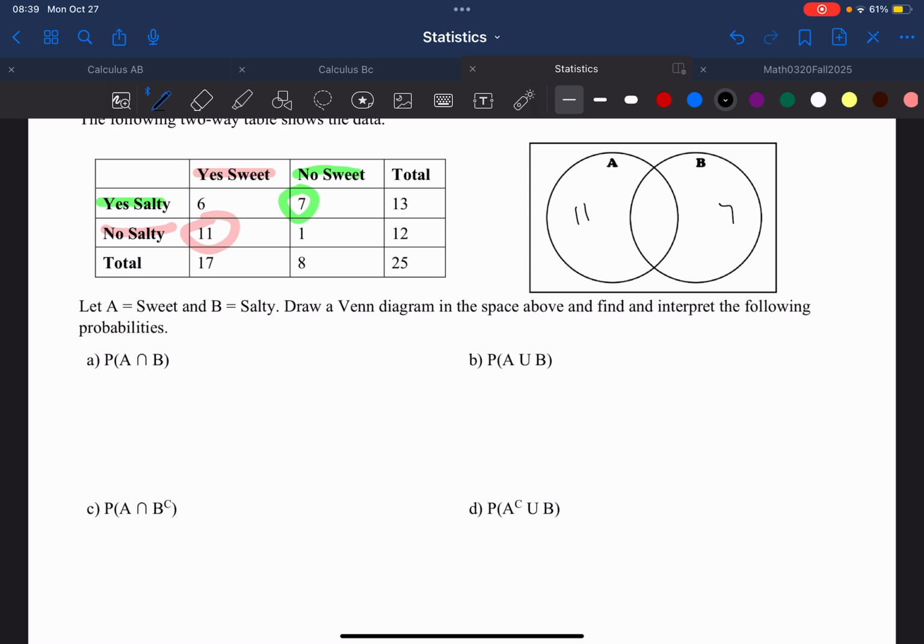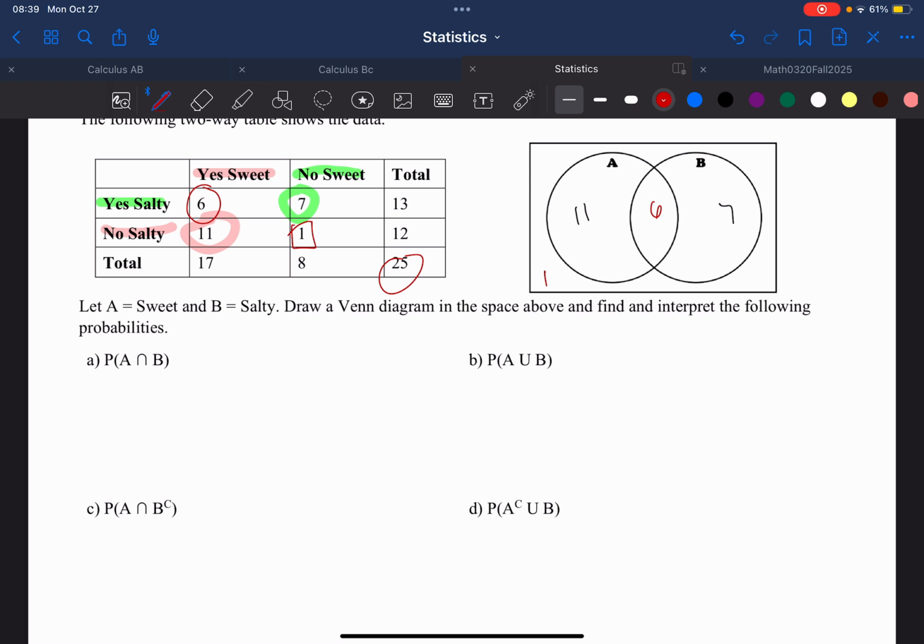If they like both, so yes to sweet and yes to salty, that would be 6. That's where they overlap. And then the other one says no to salty and no to sweet. That means they don't like anything. That's going to go in the sample space out on the side. So if we add these all together, we should get our total of 25, which we do.